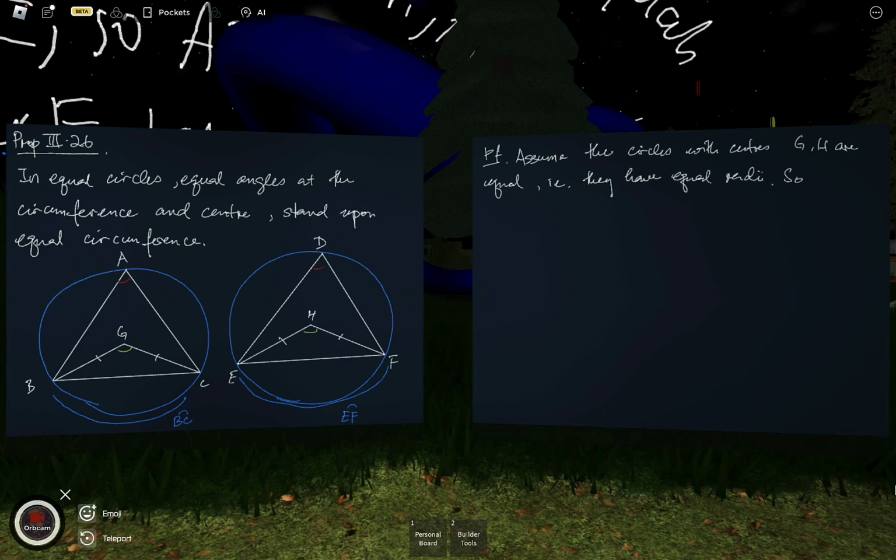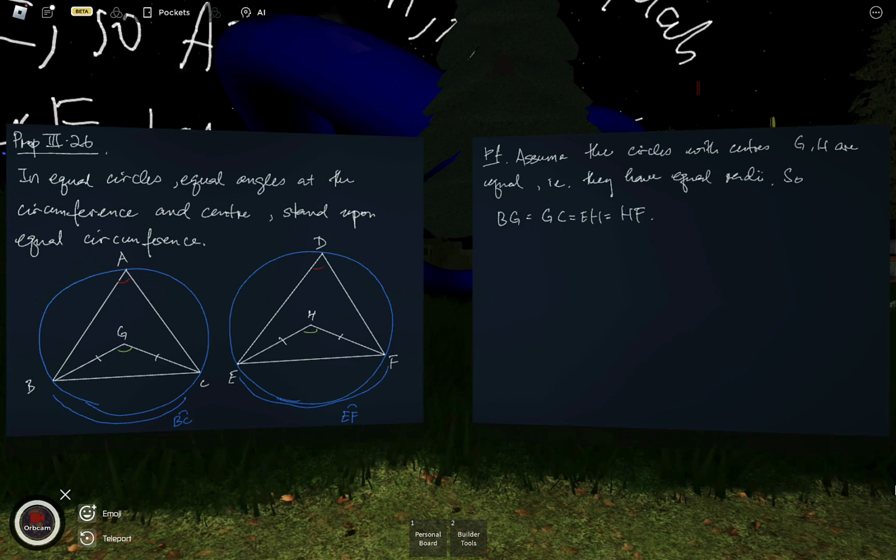So what do we say? BG is equal to GC. Well, actually, I don't want to say it like that. I want GC, they're all equal. GC equals EH equals HF, right? So they're all equal. Let me see.